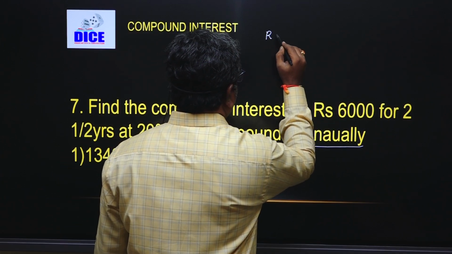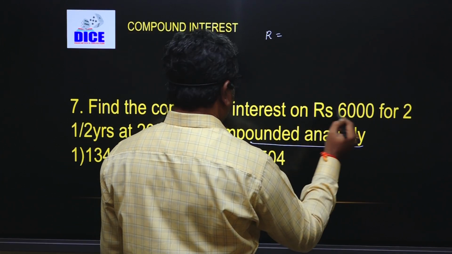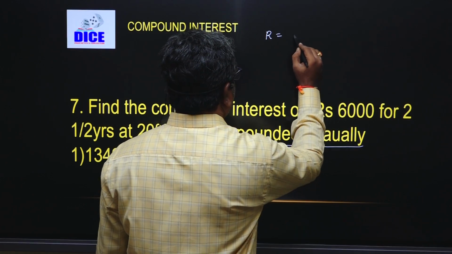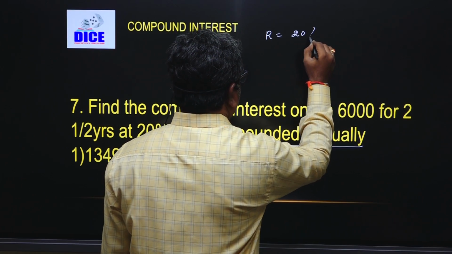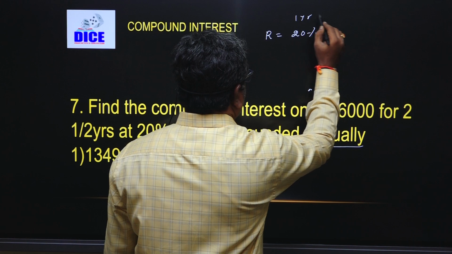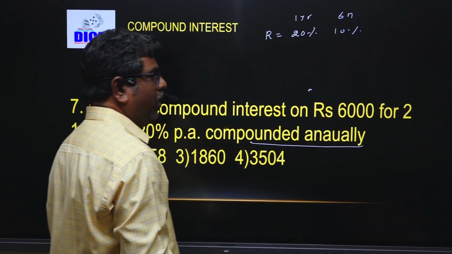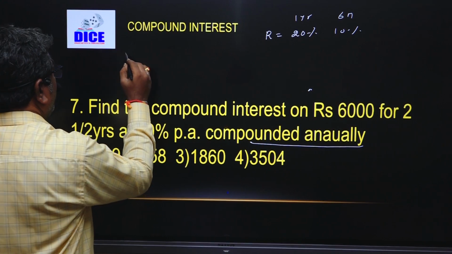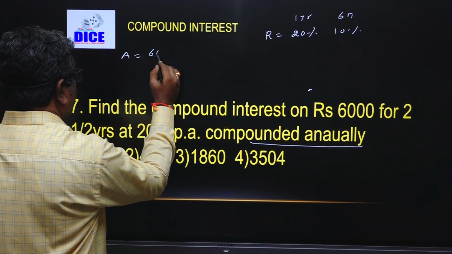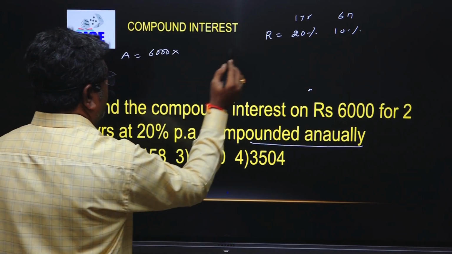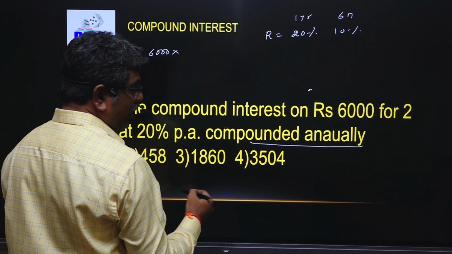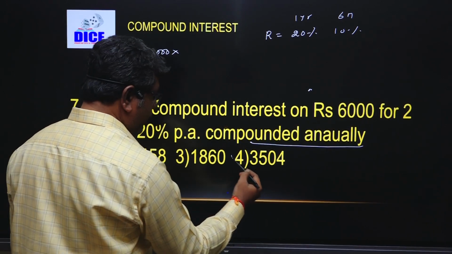R is equal to how much? 20%. This is for 1 year. For 6 months it becomes 10%, half of the value. Now write down the value. That amount A is equal to 6,000 into R value 20 and 4.